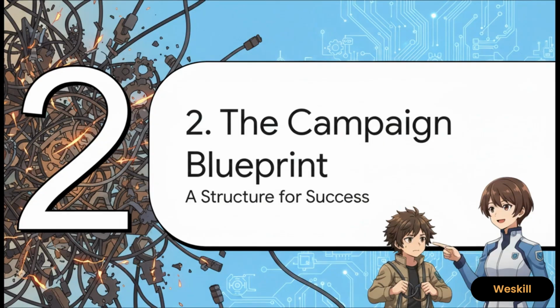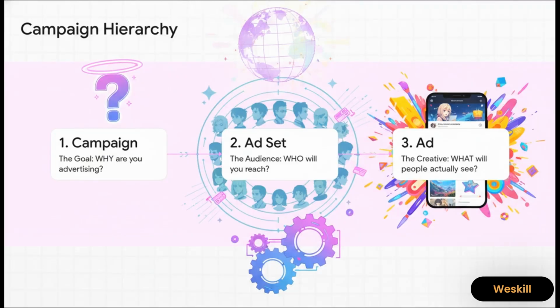Okay, now let's talk about the blueprint for your campaign. A messy, disorganized setup? That just leads to messy, unpredictable results. But a clean, logical structure, well, that's the mark of a pro who has a real plan and knows exactly what they're doing. Everything in Meta Ads is broken down into this three-level structure. At the very top, you've got the campaign, that's your main goal, your why. In the middle is the ad set, which is all about your audience, the who. And at the bottom, you have the ad, which is the creative itself, the what people will actually see in their feed. Trust me, this organization is everything.